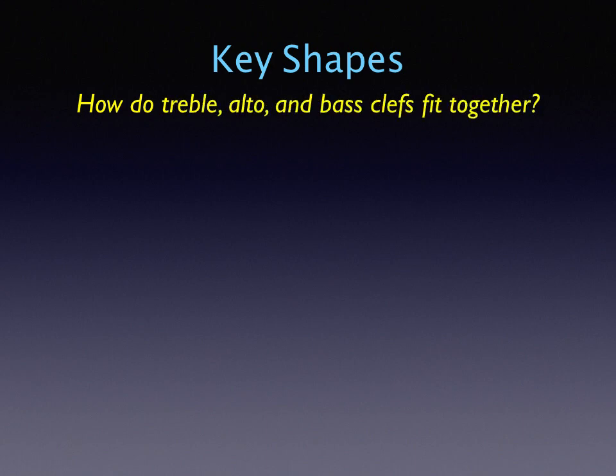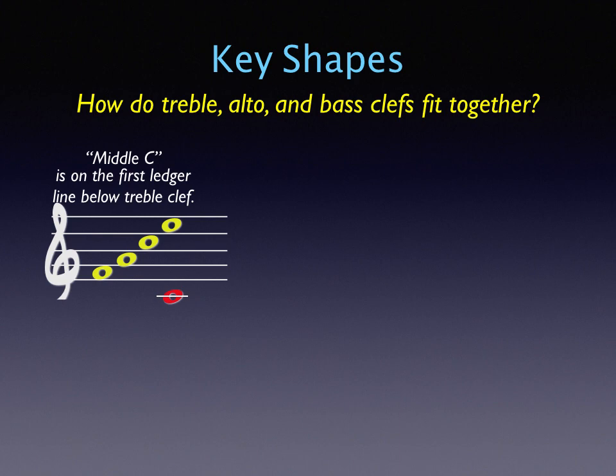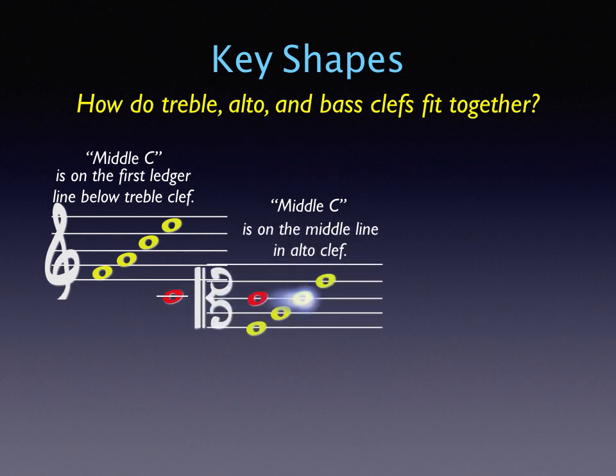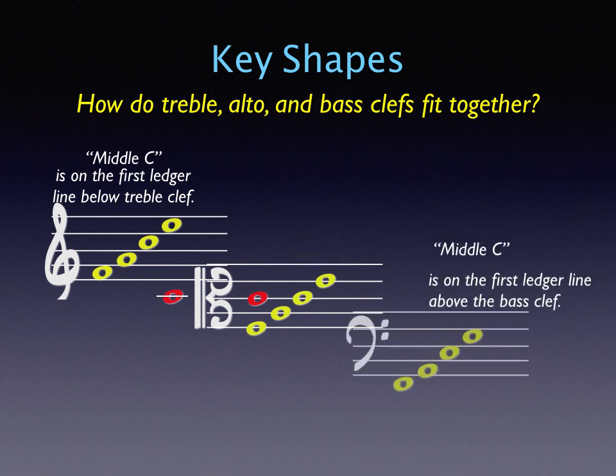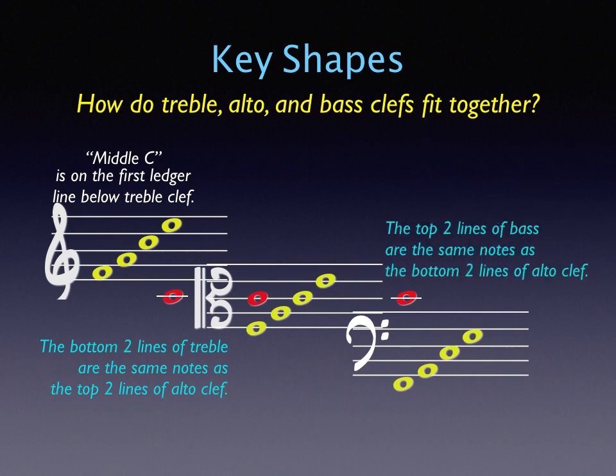How do treble, alto, and bass clefs fit together? Middle C is on the first ledger line below the treble clef. Middle C is on the middle line in the alto clef. Middle C is on the first ledger line above the bass clef. The bottom two lines of treble clef are the same notes as the top two lines in alto clef. The top two lines of bass clef are the same notes as the bottom two lines in the alto clef.